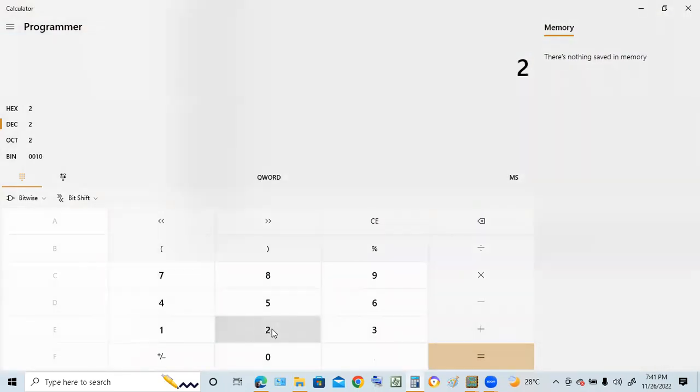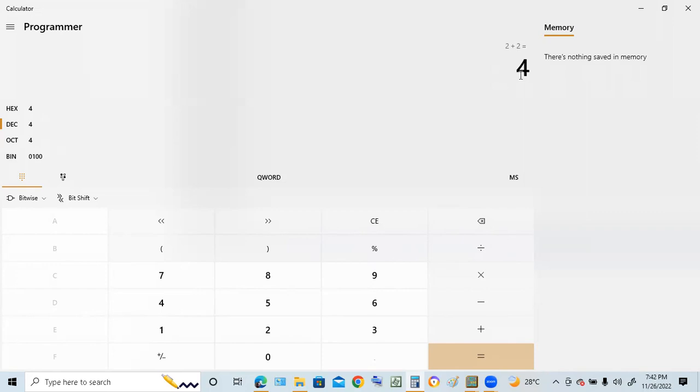If I say 2 plus 2, right away that goes to the registry. Let me clear this. 2 plus 2, and I press equal. After it executes, it fetches the information, decodes it, then executes it, and then it goes back to the main memory. The result goes back to the main memory.